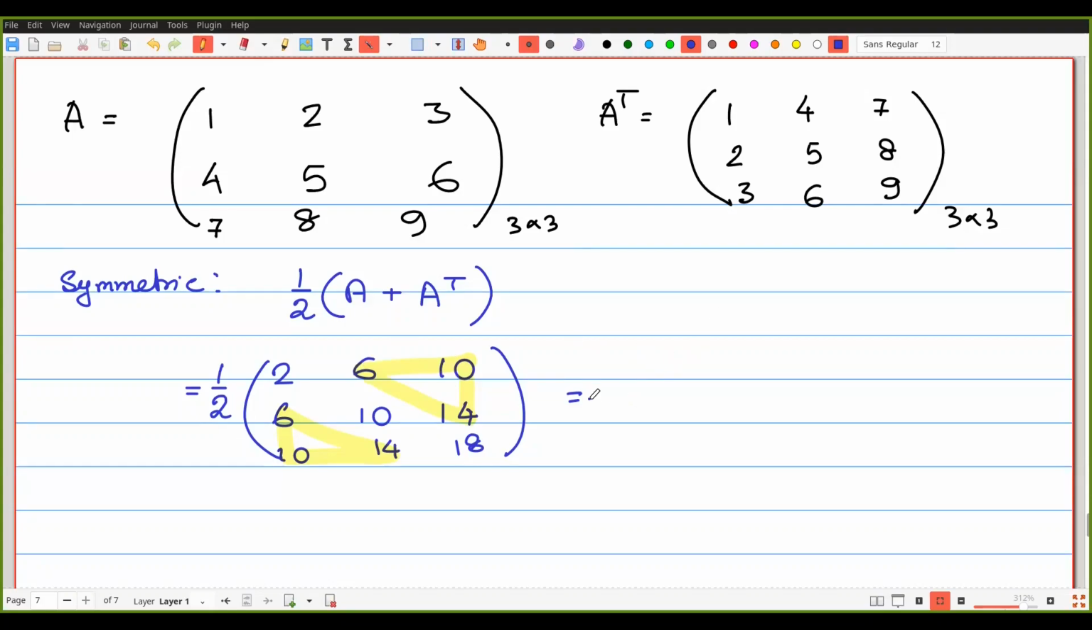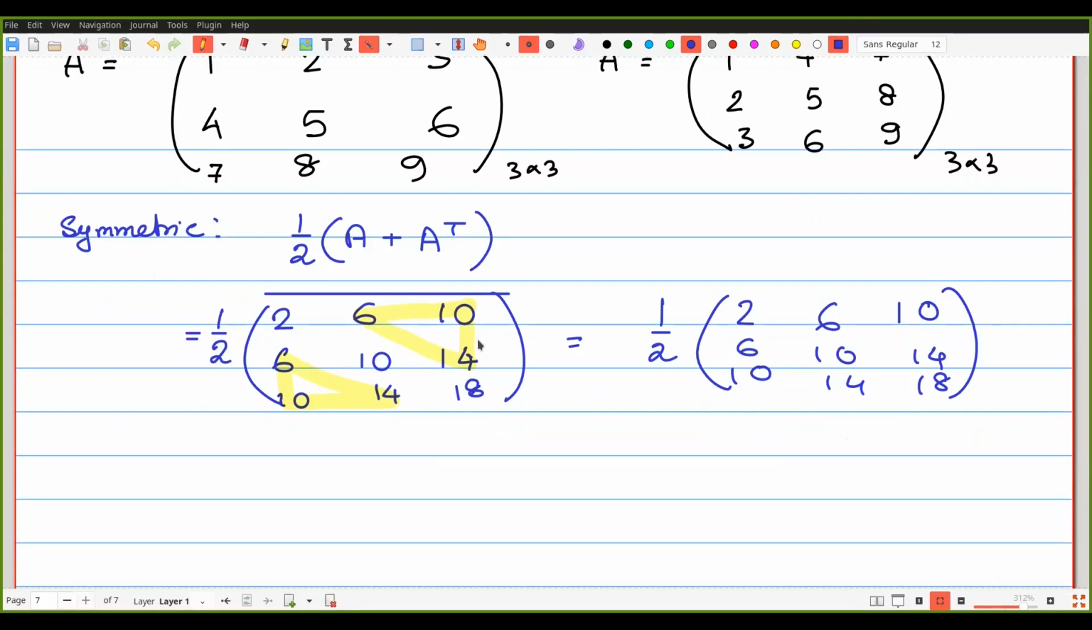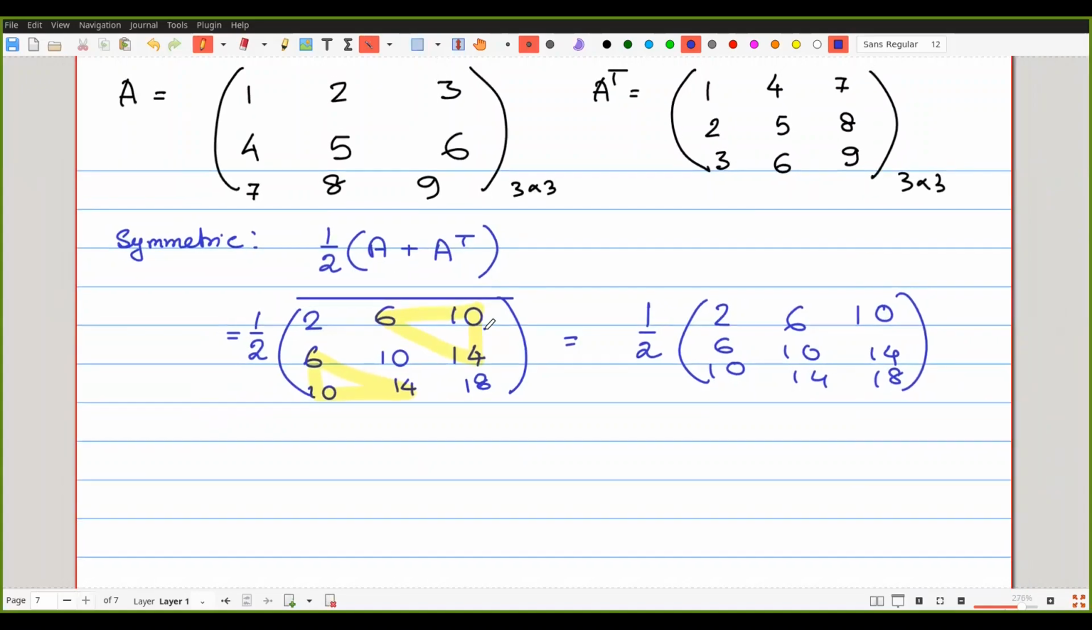If we transpose it, we are also getting the same: 2, 6, 10, 6, 10, 14, and 10, 14, 18. That is the same. So the first one is the symmetric. Another one is the skew symmetric. That means half of A minus A transpose.